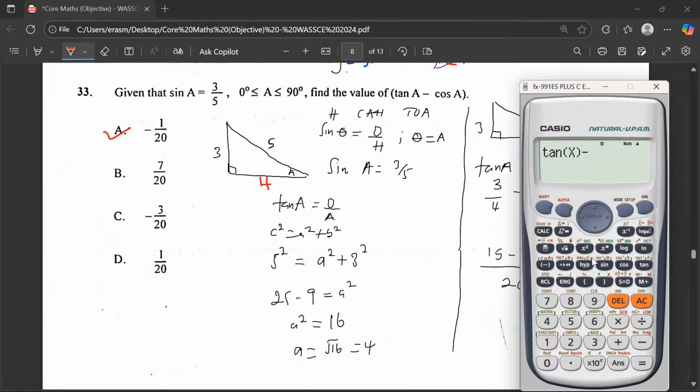Minus cos of alpha x, and that gives us the same value as when we solved it manually. So that is it.